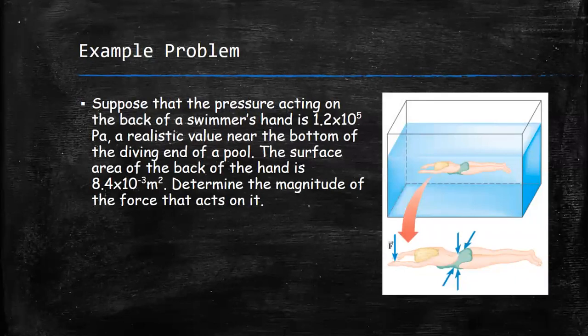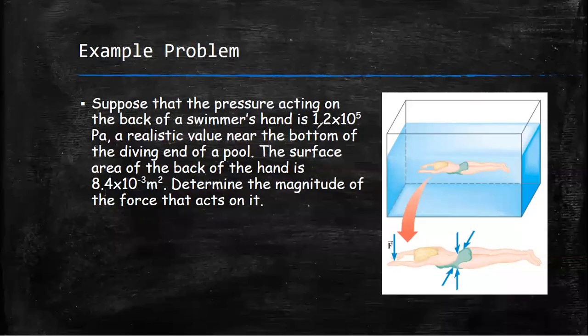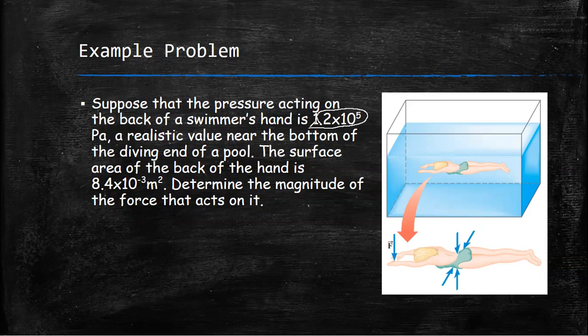So let's have our example problem. Suppose that the pressure acting on the back of a swimmer's hand is 1.2 times 10 raised to 5 Pascal, a realistic value near the bottom of the diving end of a pool. The surface area of the back of the hand is 8.4 times 10 raised to negative 3 square meter. Determine the magnitude of the force that acts on it. So we have our given of 1.2 times 10 raised to 5 Pascal and 8.4 times 10 raised to negative 3 square meter, and we are looking for the force.